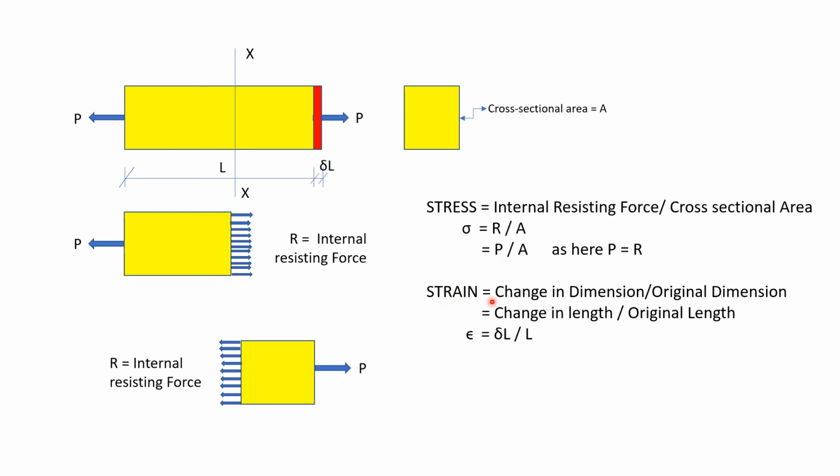What is a strain? Strain is the change in dimension to the original dimension. Here the change in dimension is the increase in length, that is delta L. So change in length upon original length, delta L upon L, is called strain, that is epsilon. It is along the length, so sometimes it is also called longitudinal strain. So this is how we saw stress and strain here. Thank you.